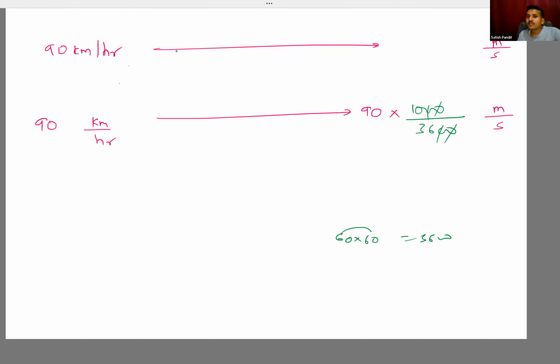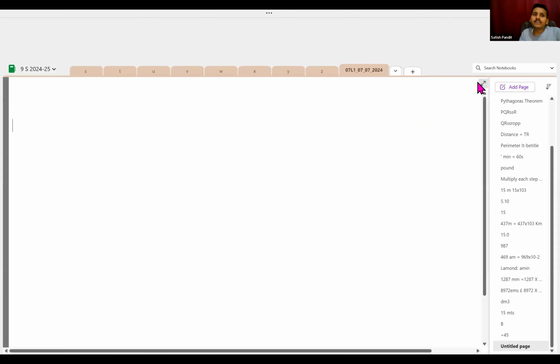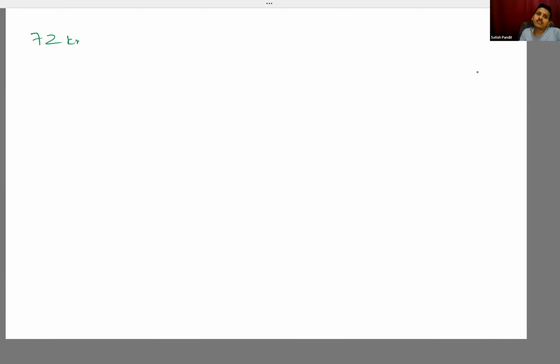Okay, remember that. Now look carefully. I can cancel with 9. See, 9 tens are, 9 fours are, 2 twos are, and 2 fives are. So the answer is 25 meter per second. Are you all getting it, yes or no? Can you all convert 72 kilometer per hour into meter per second? Do it.